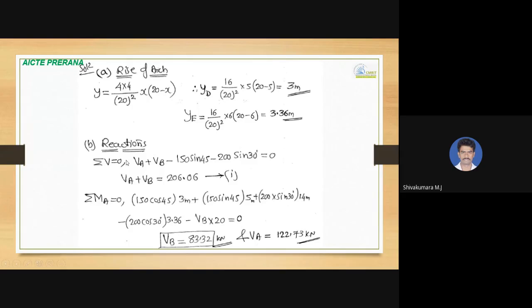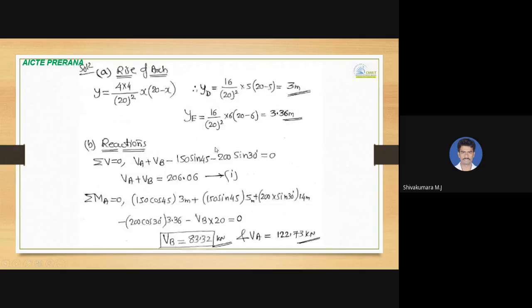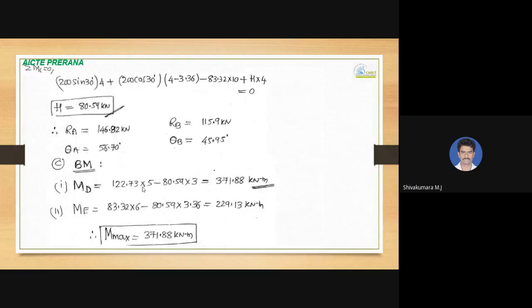For finding out a support reaction, apply first condition of equilibrium, summation of all the vertical forces equal to 0. Vertical reaction at A plus vertical reaction at B equal to 0, minus the vertical component of 150 kilonewton, that is 150 sine 45, and vertical component of 200 kilonewton is 200 sine 30. So both components are substituted here, so that we'll get equation VA plus VB equal to 206.06. That is equation 1.